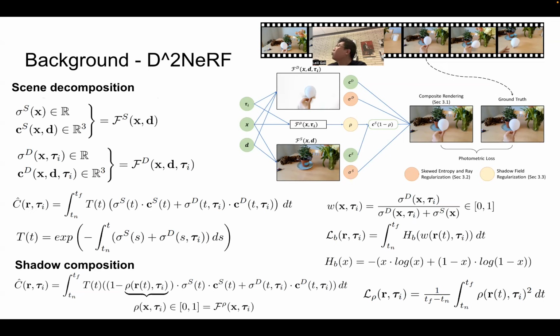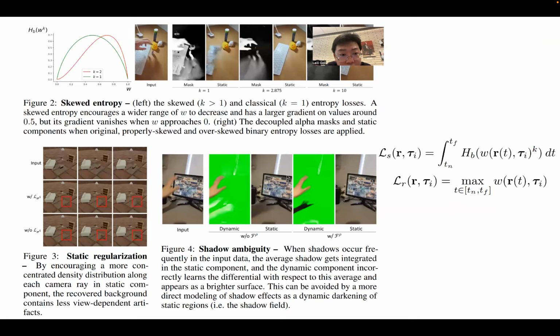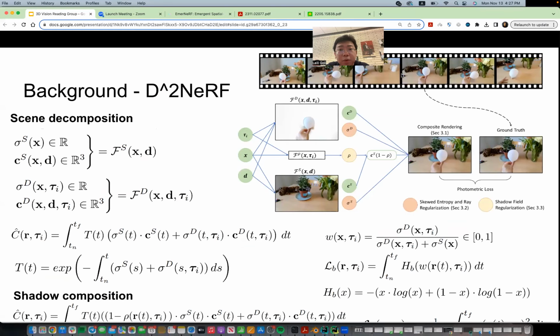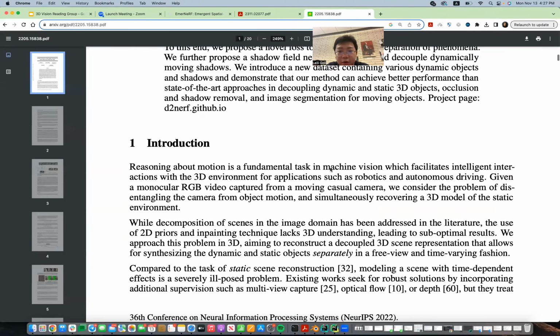But if we do not do anything, we just do the static and dynamic, basically the network will naturally learn a mean of the shadows. Do we have an example? Yeah, maybe in the paper they have an example.